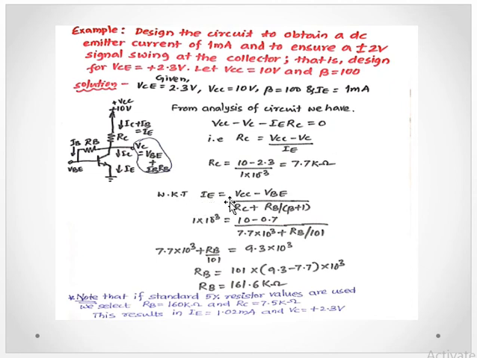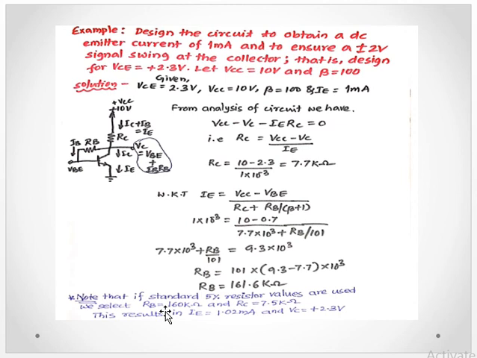We know that the IE value can be calculated using the expression VCC minus VBE divided by RC plus RB divided by beta plus 1. We now need to calculate the RB value. RC we have already calculated as 7.7 kilo ohm. Substitute that value along with other values, and you will get RB around 161.6 kilo ohm. Note that if standard 5% resistor values are used, we select RB 160 kilo ohm and RC 7.5 kilo ohm.